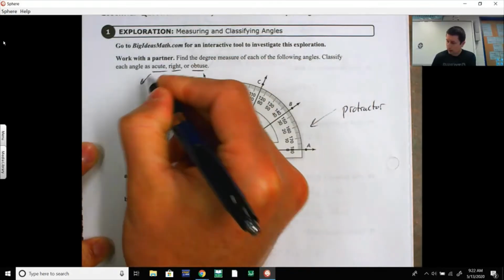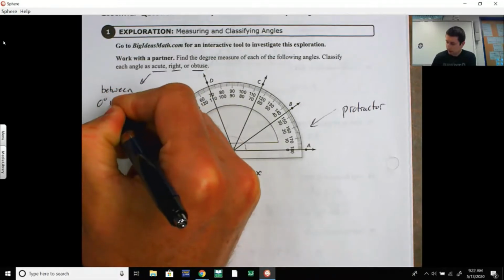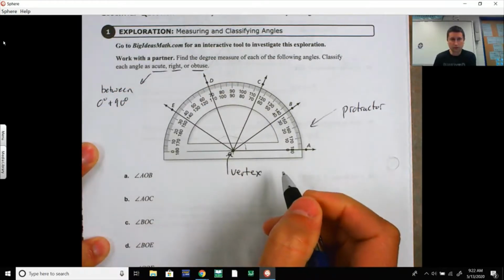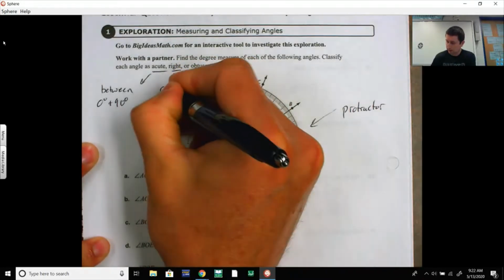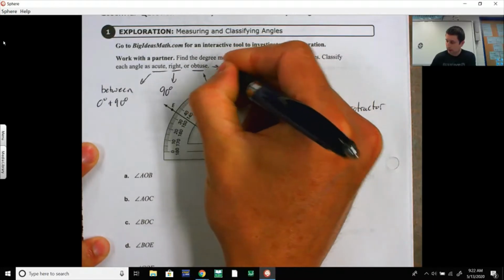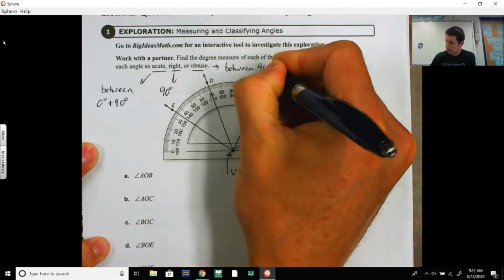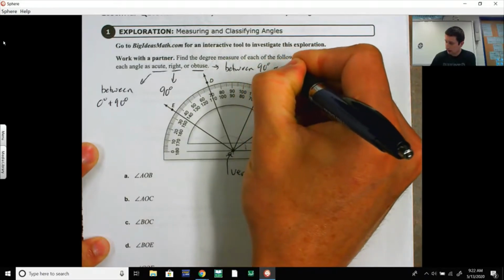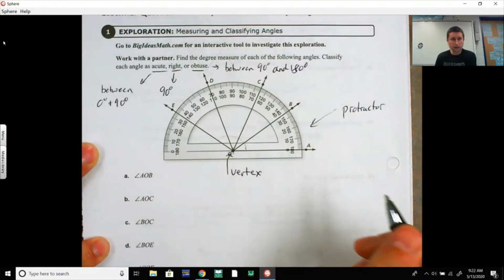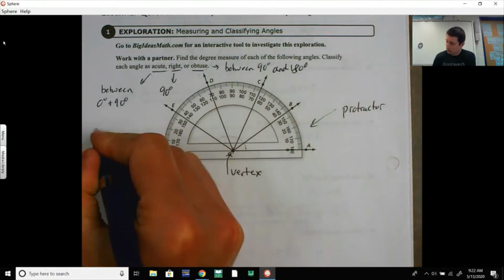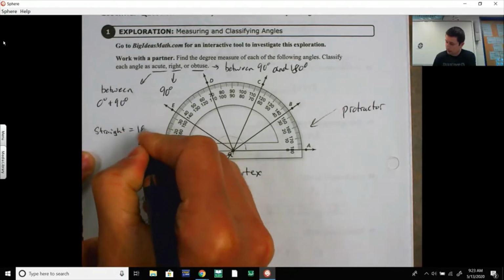Remember that an acute angle is between 0 degrees and 90 degrees. A right angle is 90 degrees. Obtuse is between 90 degrees and 180 degrees. We'll review that here in a little bit. Okay, but acute, right, and obtuse. The fourth one we have is straight angles. Straight angles equal 180 degrees.